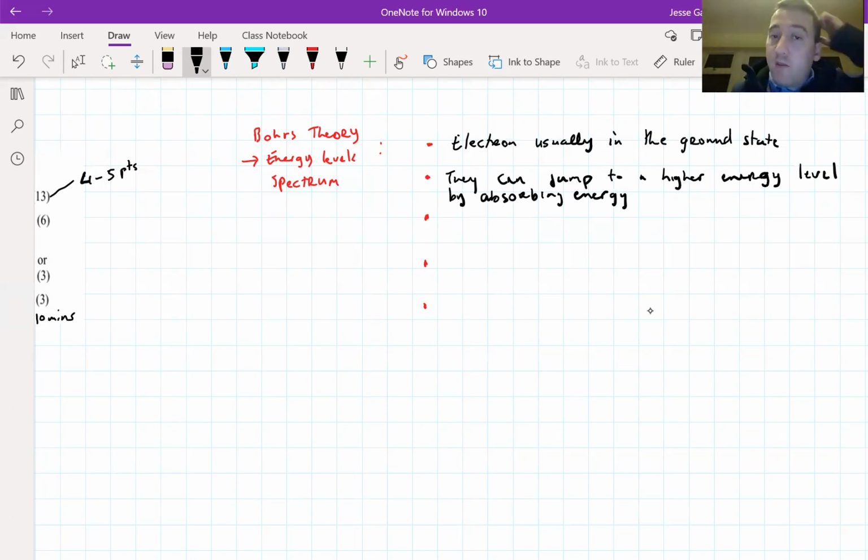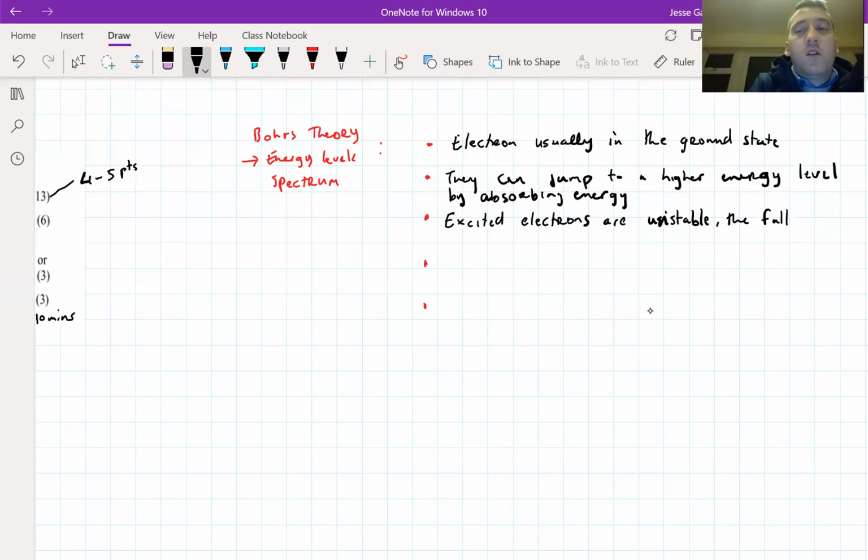Okay, show me if you've tried to answer these 5 bullet points. So what happens once they jump to a higher energy level? We call them excited electrons now, and these excited electrons are unstable. So what happens to them? They fall back to the ground state, or maybe not to the ground state. They fall back to a lower energy level.